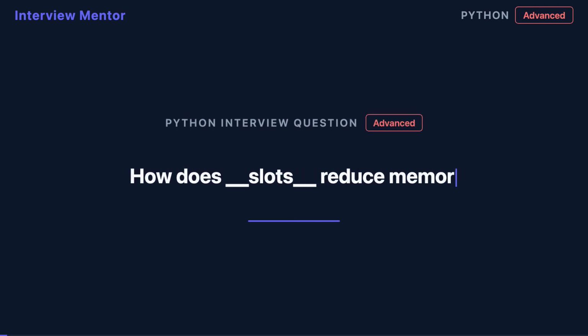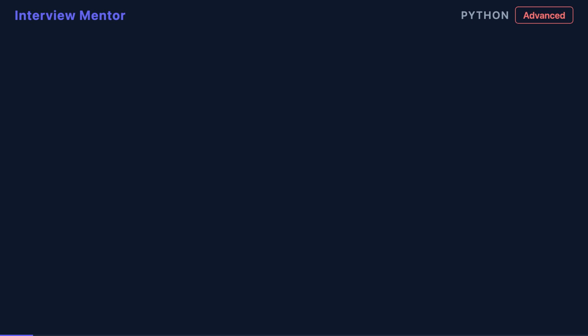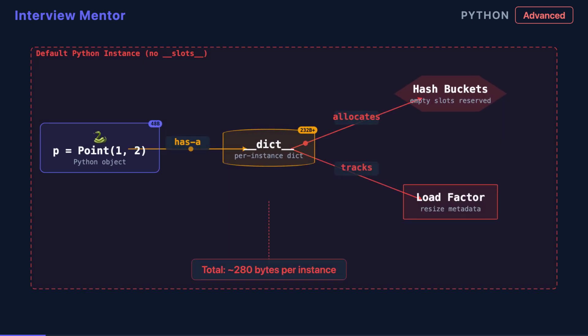If you're creating millions of Python objects, you might be wasting gigabytes of memory you never asked for. Here's why. Every Python object stores its attributes in a hidden dictionary called dunder dict. That's powerful. You can add any attribute at any time. But dictionaries carry real overhead.